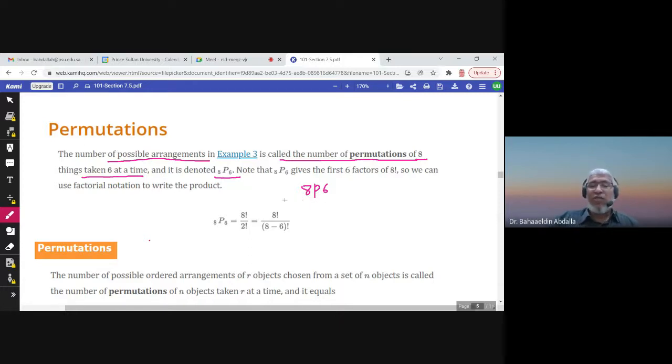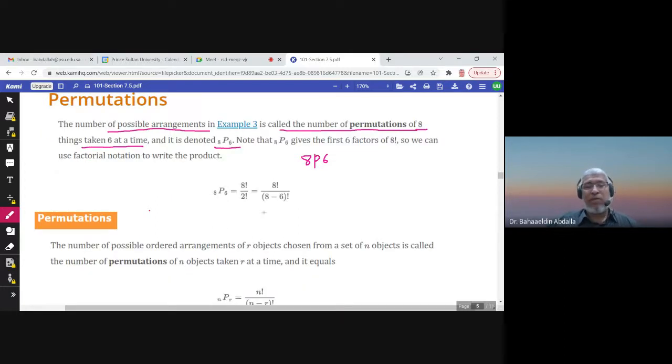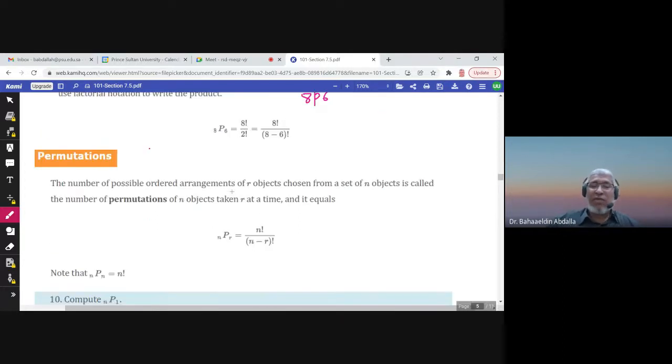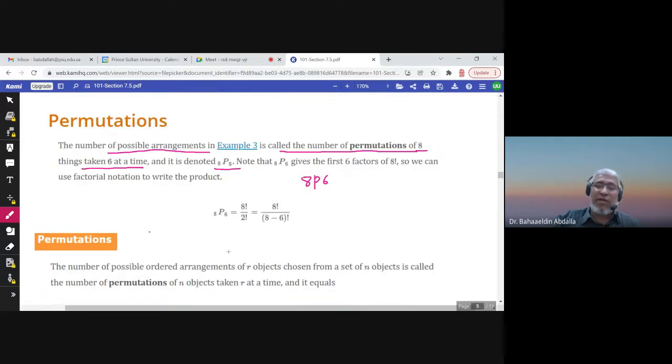The definition of 8p6 is 8 factorial over 2 factorial, or n factorial over n minus r factorial. So what is 2 here? It's 8 minus 6. So this is the definition of nPr. It is n factorial over n minus r factorial.